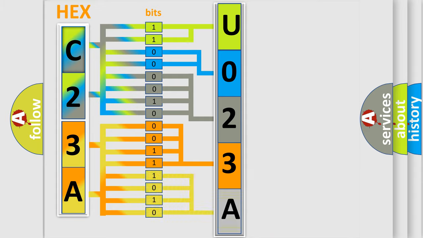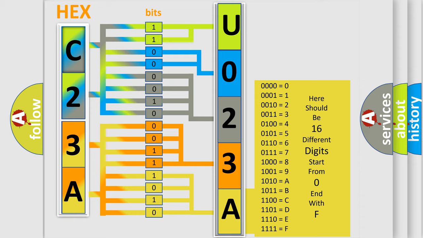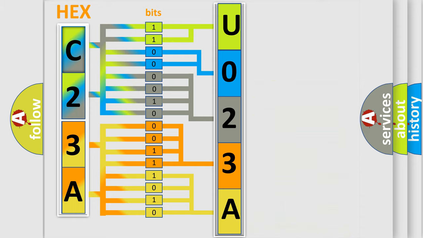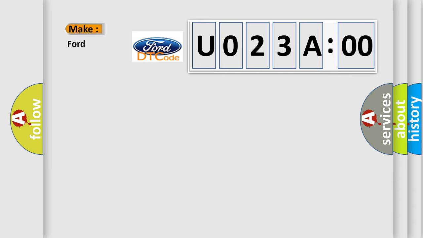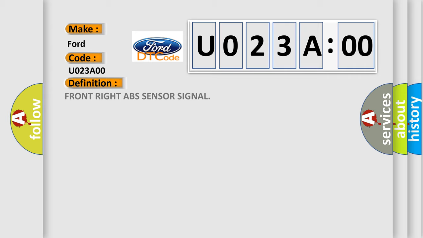A single byte conceals 256 possible combinations. We now know in what way the diagnostic tool translates the received information into a more comprehensible format. The number itself does not make sense to us if we cannot assign information to what it actually expresses. So, what does the Diagnostic Trouble Code U023A-00 interpret specifically for Infiniti car manufacturers? The basic definition is front right ABS sensor signal.